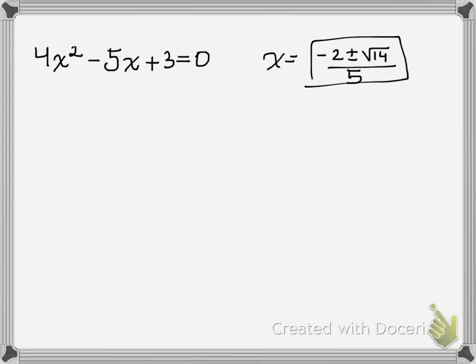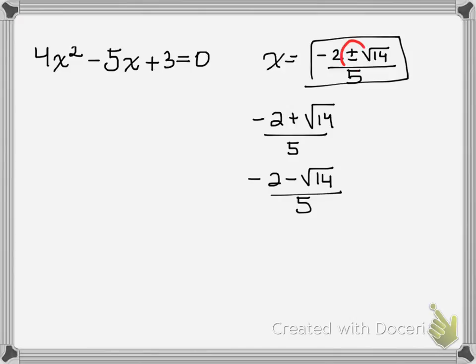Let's look at what it means that I've got this value of x equal to negative 2 plus or minus rad 14 over 5. The first thing is that there's 2 solutions here. There's negative 2 plus rad 14 over 5, and there's negative 2 minus rad 14 over 5. So that's what this plus minus means. It means that I've got 2 of these, 1 and 2. One where I do plus, one where I do minus.